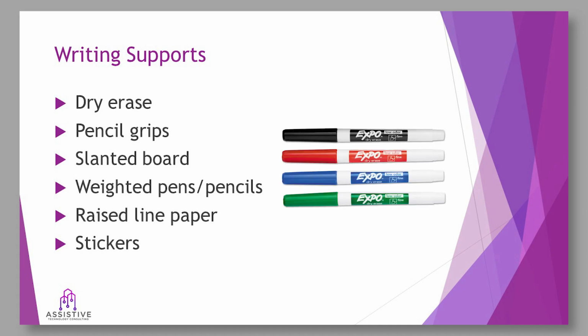This is great for students that really struggle with getting the ideas down from their head onto the paper. They're not sure how to spell, they're afraid of spelling, they can get a couple of words down. So dry erase marker and board is great for brainstorming. It's great for students to practice spelling.